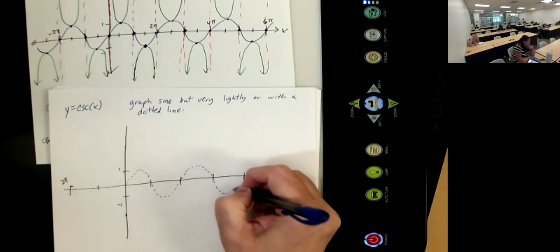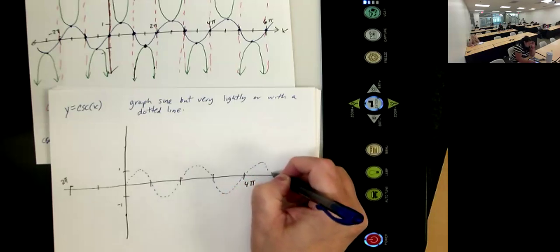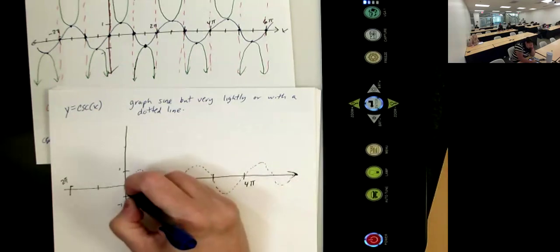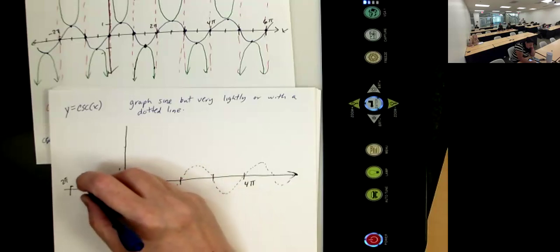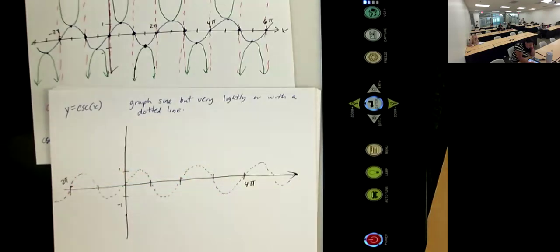So I'm doing every dash is pi again. But either make it very faint, so it's like something you could erase if you're doing pencil, or if you're using pen, we use a little dotted line, because it's not the graph of cosecant. It's just a guideline, a template for how we graph cosecant. That would be step one.